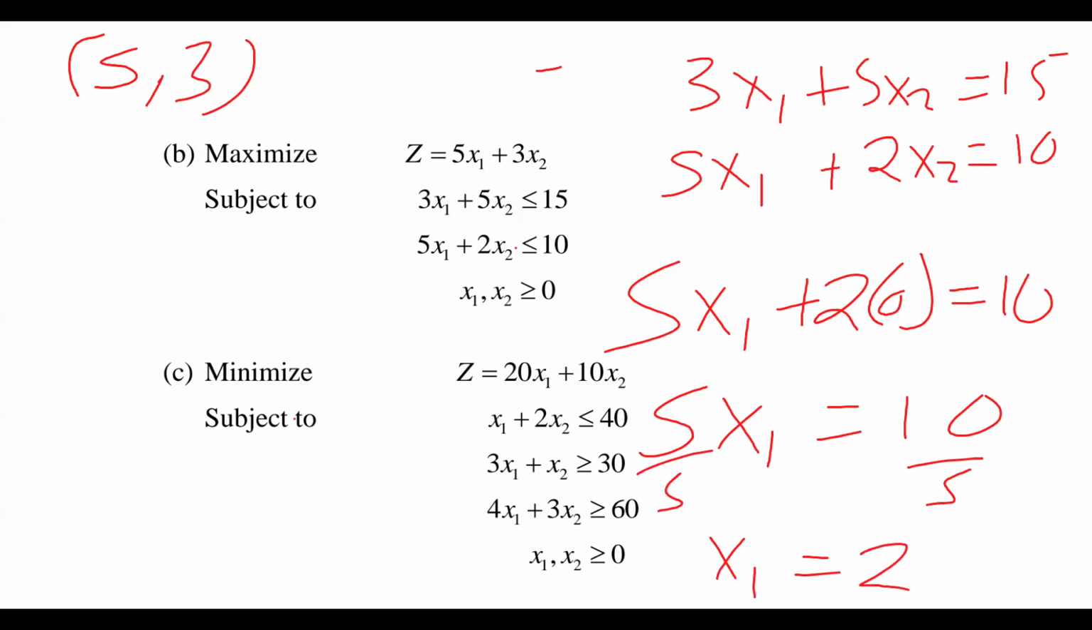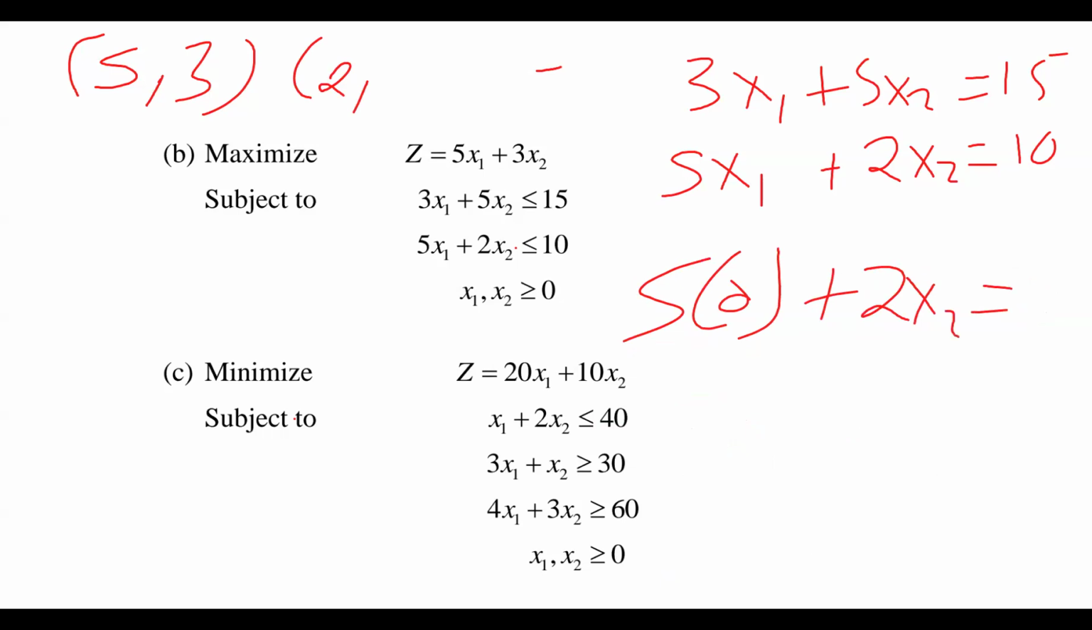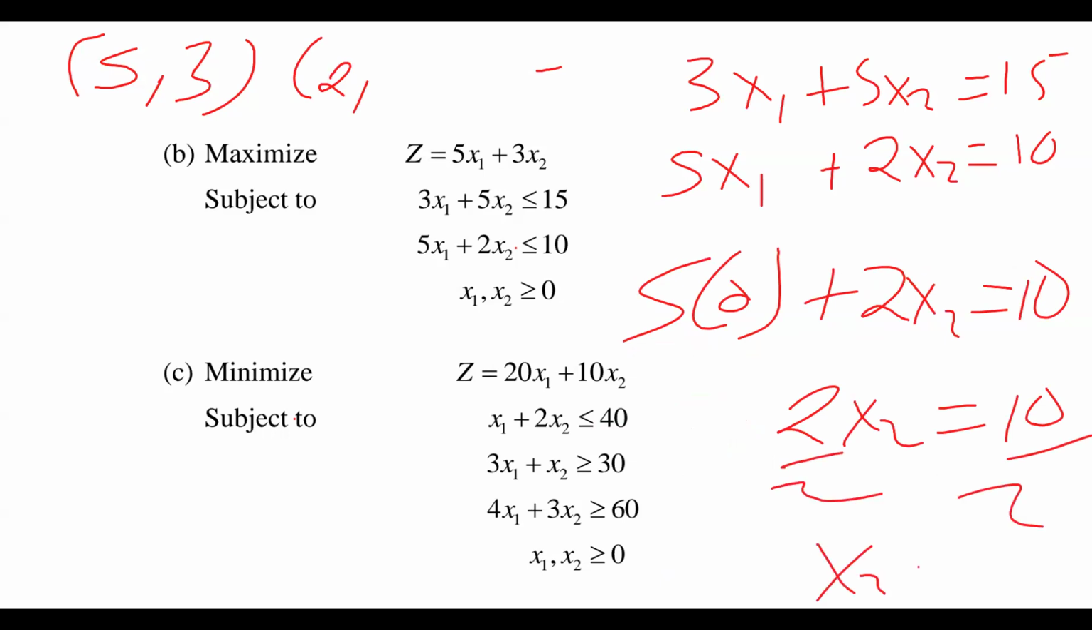Yes. What is our x2? Let's resolve the equation. Now we want x2. So 5 times 0 plus 2x2 equal to 10. 2x2 equal to 10, divided through by 2, x2 is equal to 5, yeah? Yes. Now you can ask me questions. What are your questions?